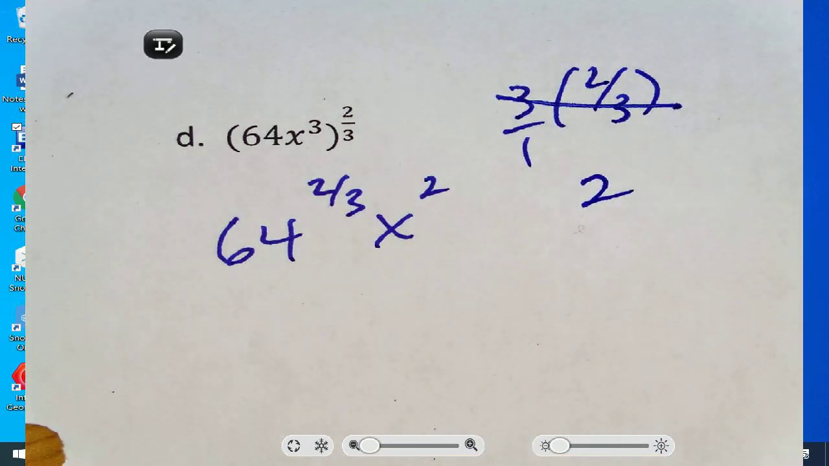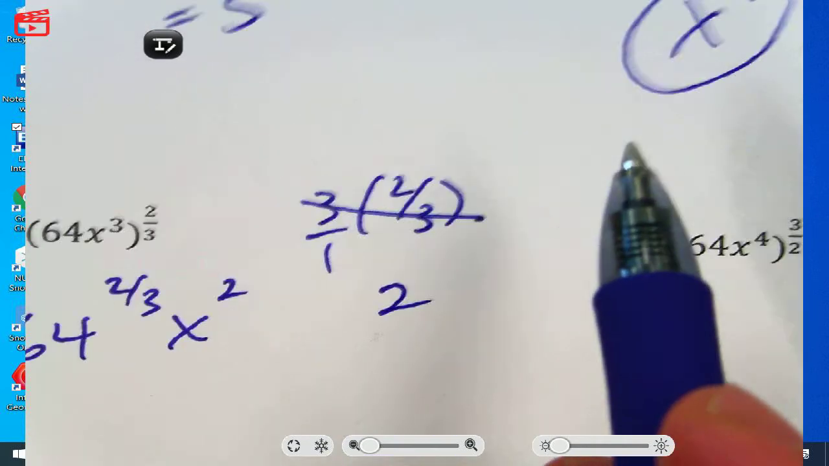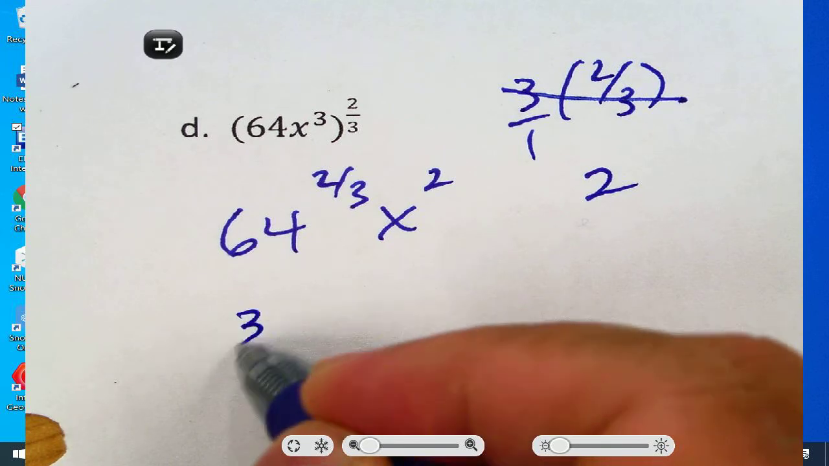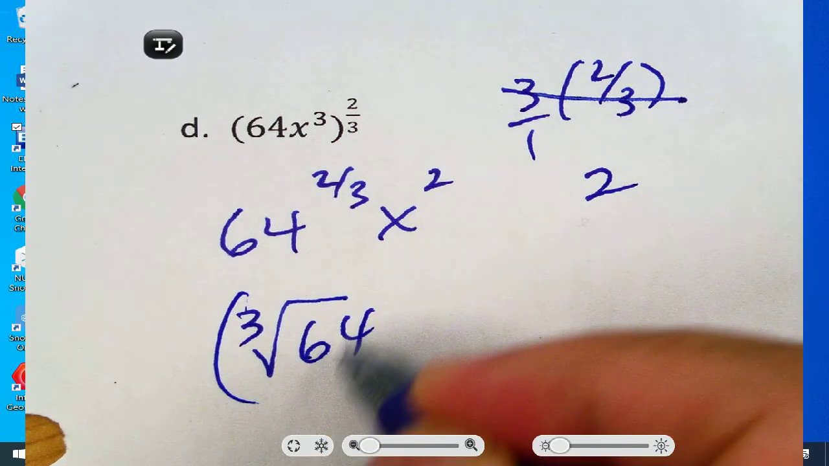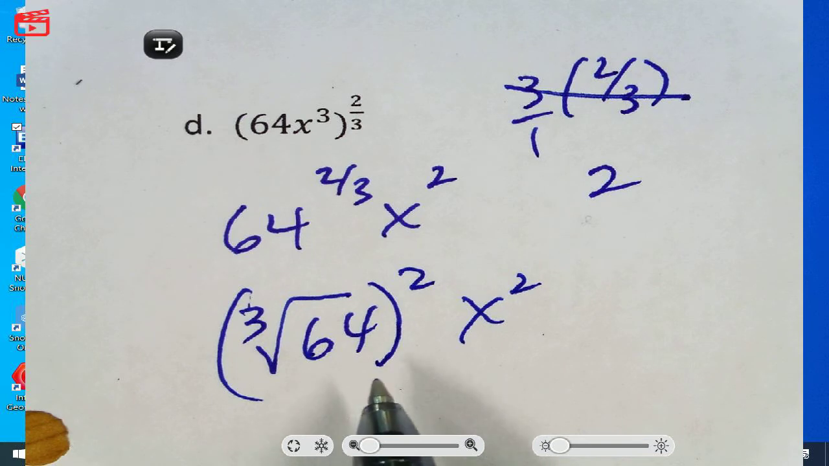Alright, so the question is, what am I going to do with this 64 to the 2/3? It's better to do this first. So you do cube root of 64, and then you square it, right? So I did a rewrite here to help me do the calculations. But what is the cube root of 64?